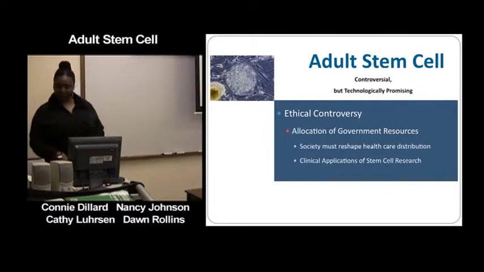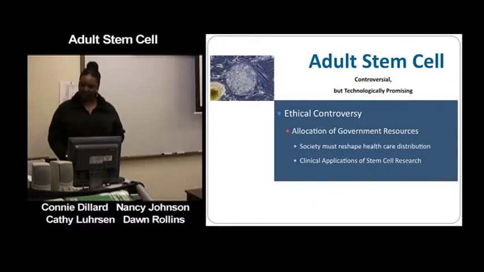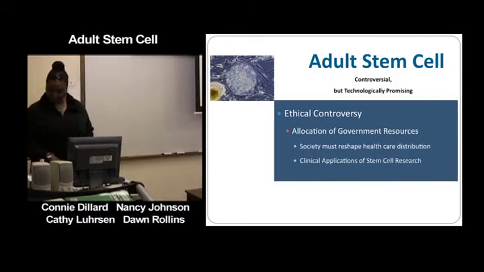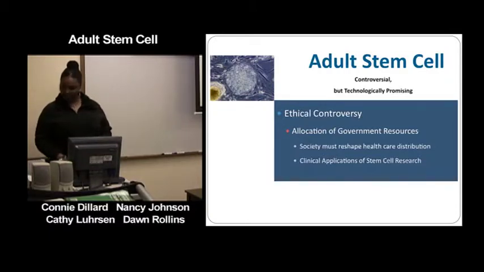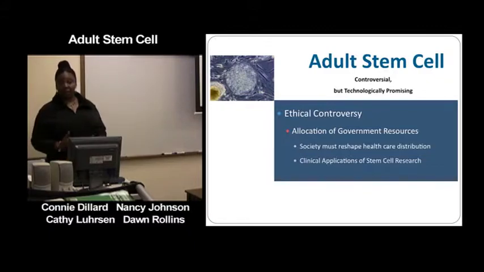There is some ethical controversy surrounding the allocation of government resources for stem cell research. Society needs to reshape healthcare distribution so that clinical applications of stem cell research are made available to everyone. And if this doesn't happen, then the possible benefits will only be available to those who are wealthy or to those who have better insurance.